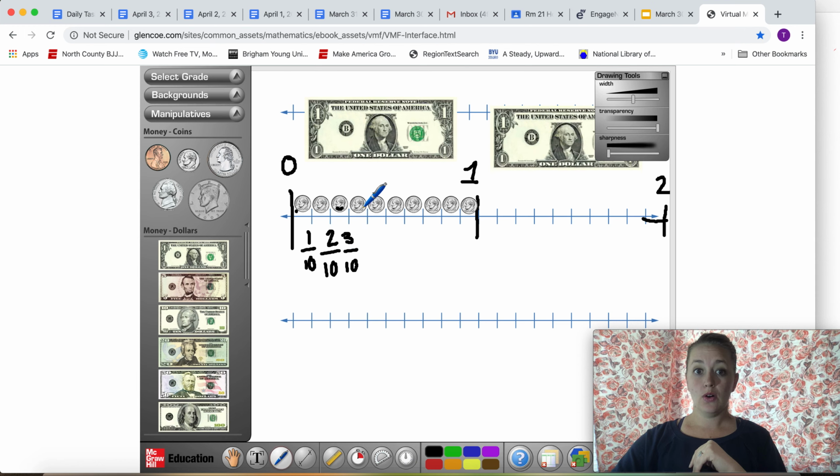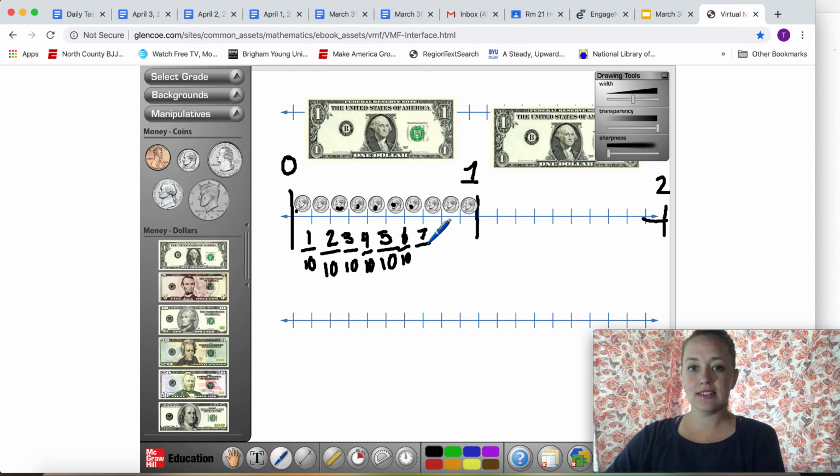Here I have 3 dimes, or 3/10, 4 dimes, 4/10, 5 dimes right here, so I have 5/10. Ooh, gotta get a little focused here. 6 dimes is 6/10. 7 is 7/10. 8 dimes. And I'm going to just finish this up. 9 dimes is 9/10. 10 dimes is 10/10, or it's one whole.